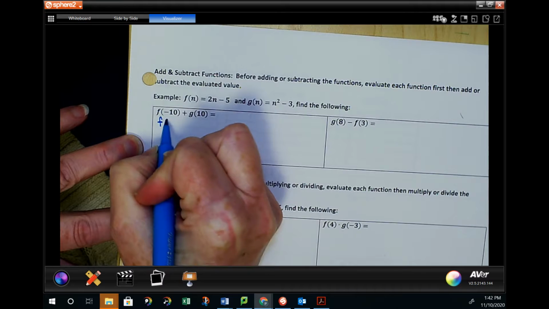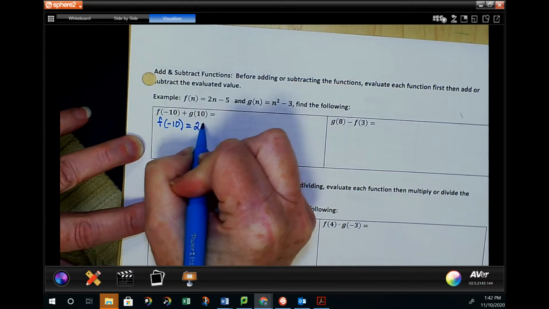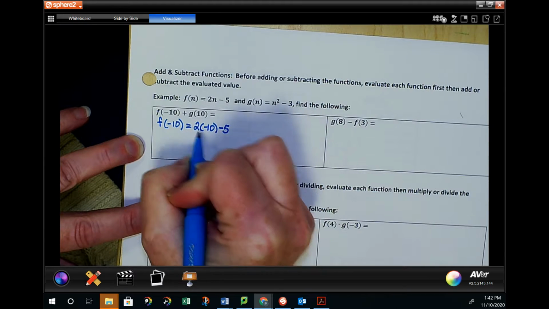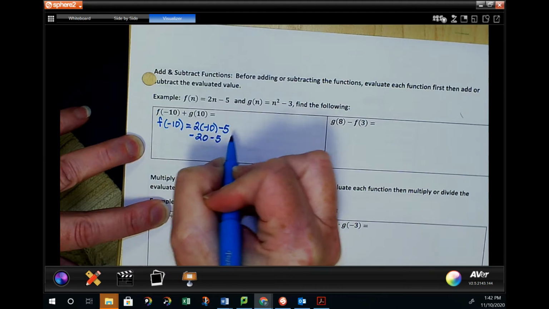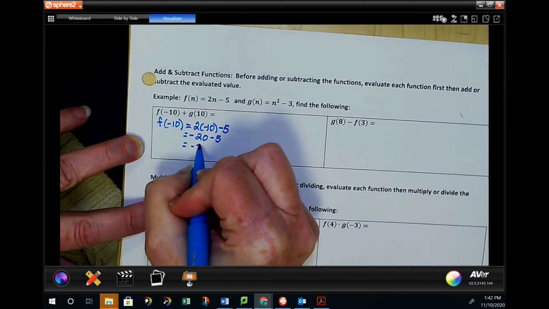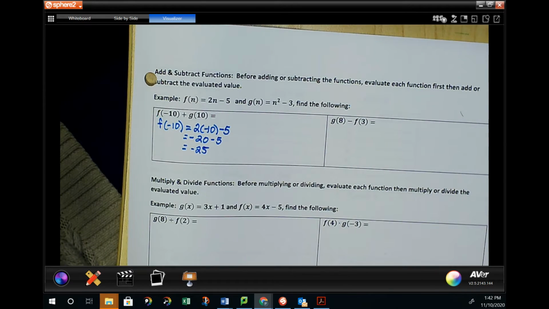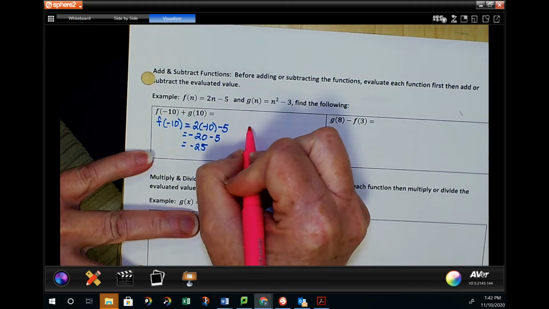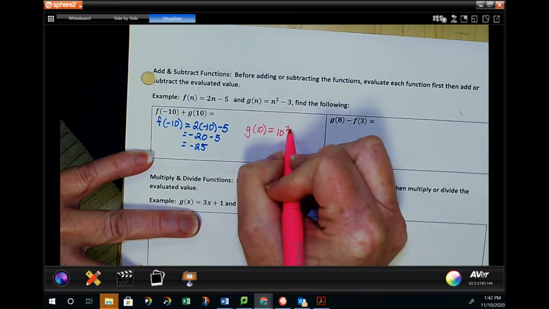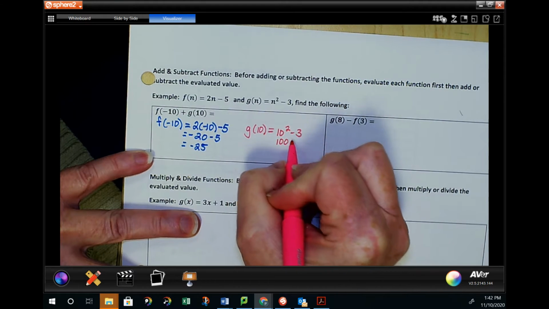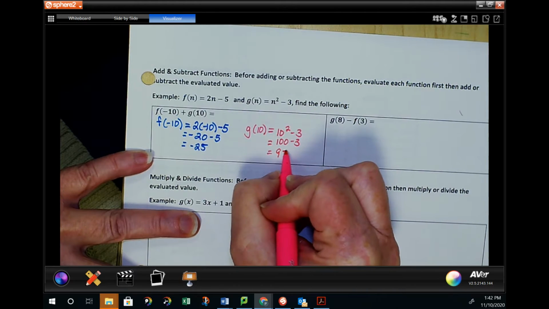So we're going to use function f. So f of negative 10, this would be 2 times negative 10 minus 5. 2 times negative 10 ends up being negative 20 minus 5, and that ends up being negative 25. Then I do this again, and this time I'm going to use function g. So g of 10, I'm plugging in 10, you get 10 squared minus 3. So 100 minus 3, because 10 times 10 is 100, ends up being 97.